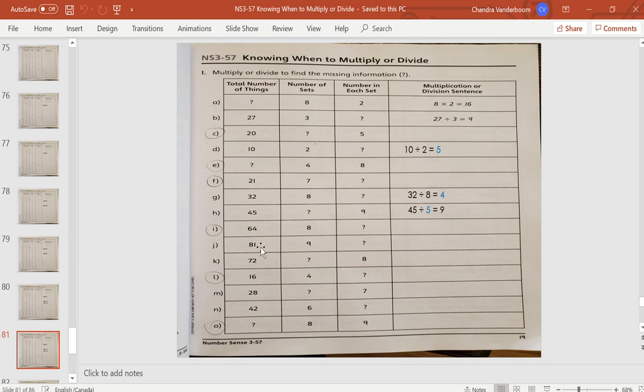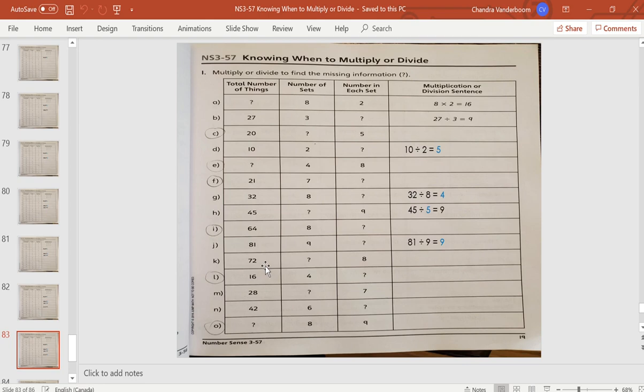How about 81 divided by 9? 81 altogether divided by 9 sets equals how many in each set? Do we know our total number? Yes, we do. So that means we're going to do division. Again, you can pause the video and do your skip counting by 9s to see how many it takes to get up to 81, and you will see that it is 9. 9 in each set times 9 sets equals 81.